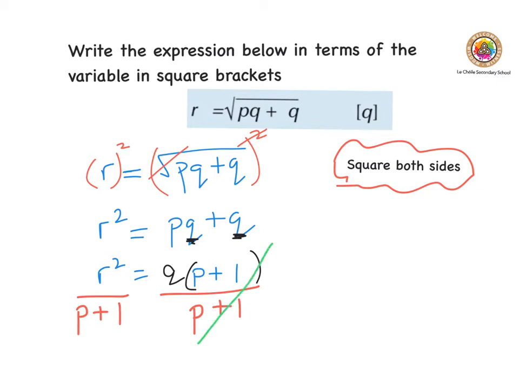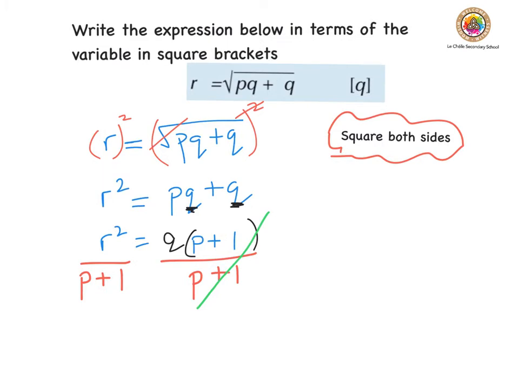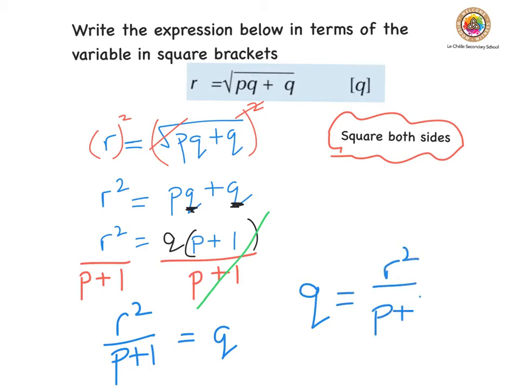And so I'm going to be left with r squared over p plus 1 is equal to q. And again, just for neatness sake, I will say, well, that's q is equal to r squared over p plus 1. And again, I'll just put a box around it to show that I have finished the question.